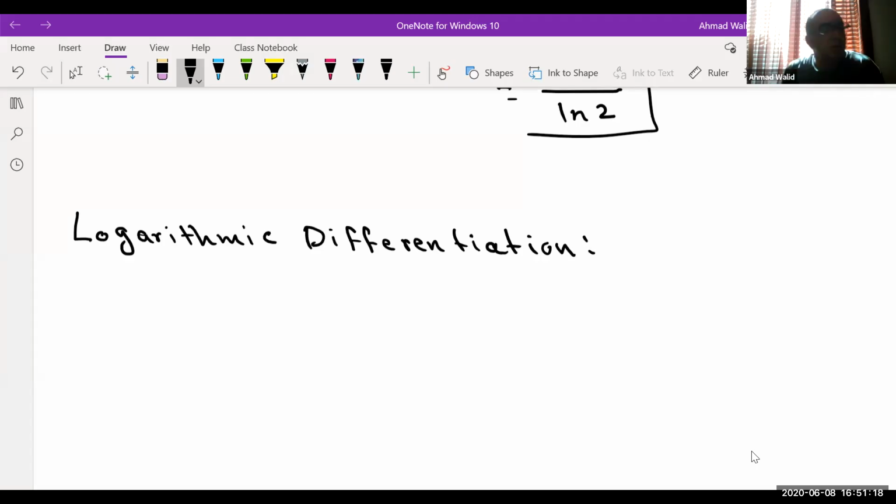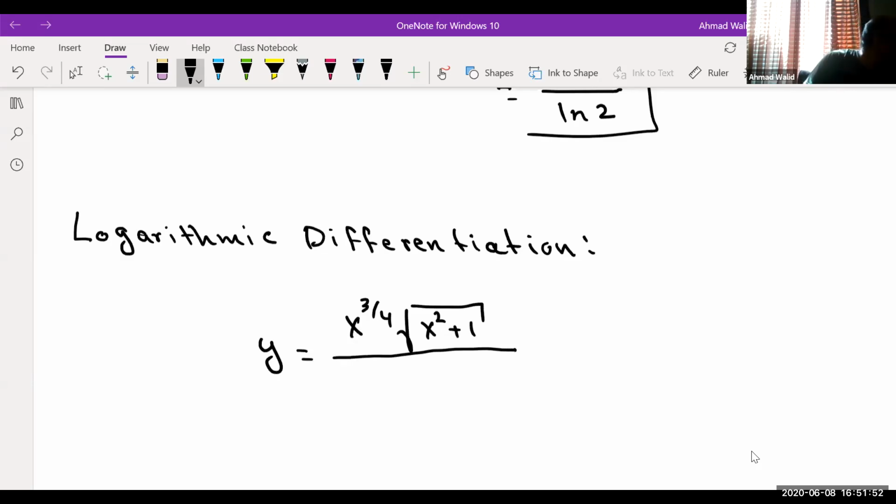We learn a method by name logarithmic differentiation. That doesn't mean where I'm using these kinds of problems, even before I give you the steps. For example, someone is asking you to differentiate and they give you such a crazy function: y equals, for example, x to the power of 3/4 square root of x squared plus 1, all over, let's make it more difficult, (3x plus 2) to the power of 5.